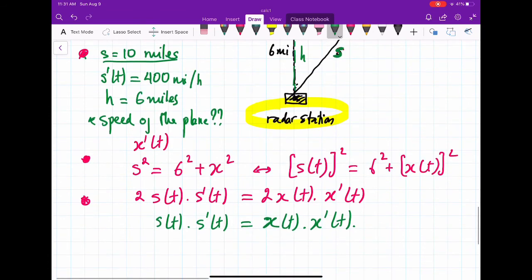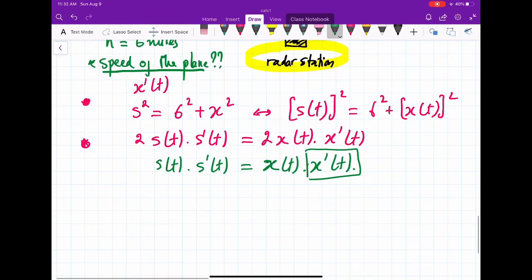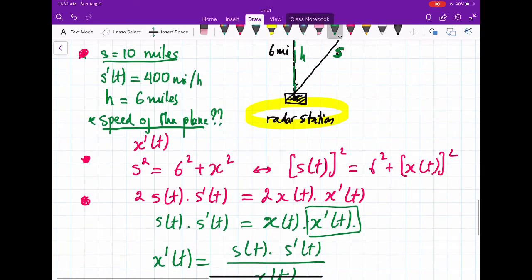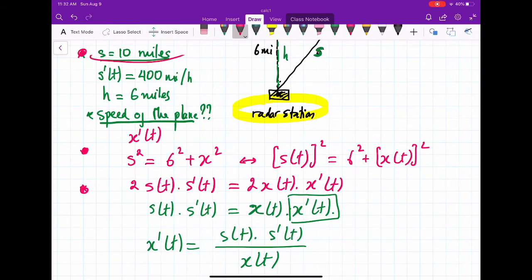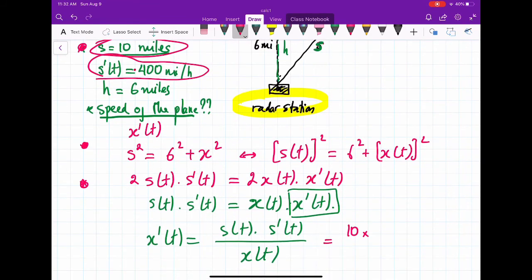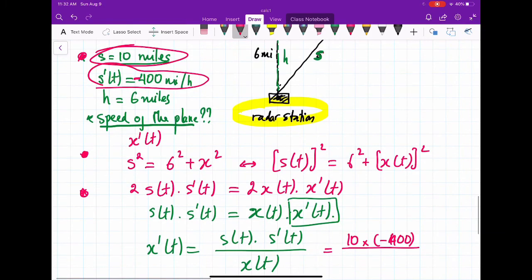All right, and now we need to determine the speed of the plane. That means x prime with respect to t. Is that correct? So I just solve this for x prime. I get s(t) times s prime(t) divided by x(t). Now look at this. We have s(t), because s at that time is 10 miles right here. So I have 10. We have s prime. S prime is 400 miles per hour. But of course s is decreasing, so I would write the negative over there. Negative 400, and divide by x, right? By x.